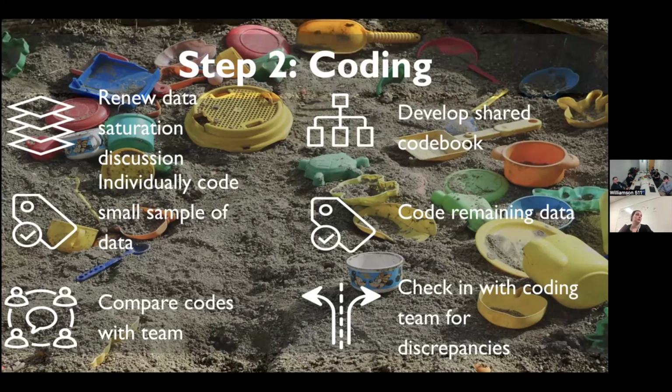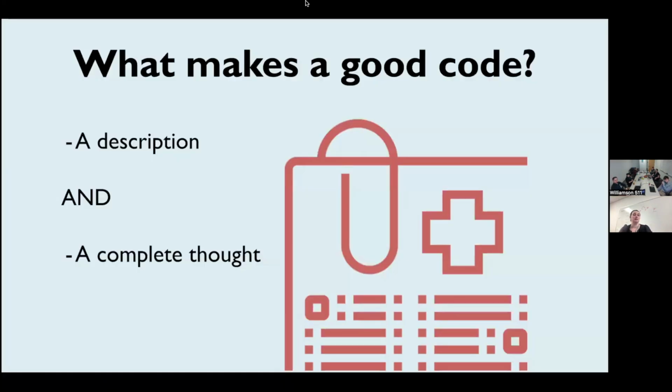Step 2, coding. You come back to this data saturation discussion, and then you have a couple of coders, typically 2, independently code a small sample of data. Then they come back together, compare their codes, and justify those code books. So they combine categories, merge multiple codes together, they split codes, and they make sure they have the same code book. And they work towards developing a shared code book, and then they go code the remaining data, check in with the coding team for major discrepancies, and then move on to the next section.